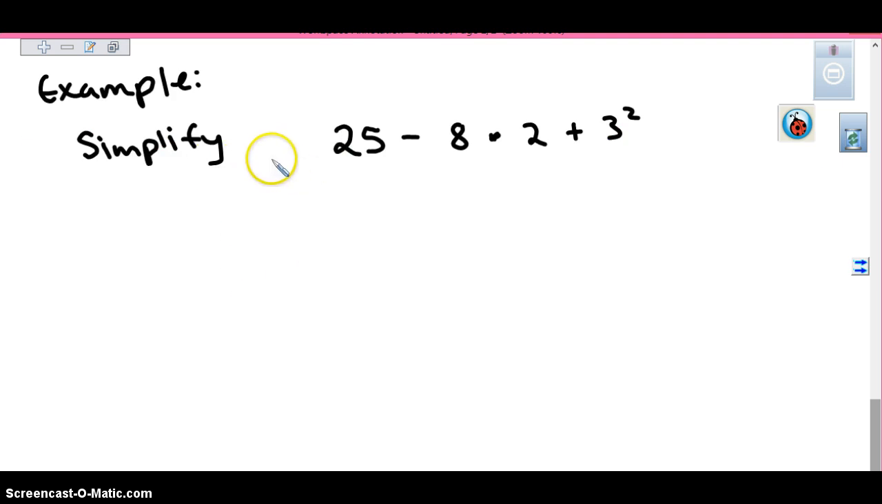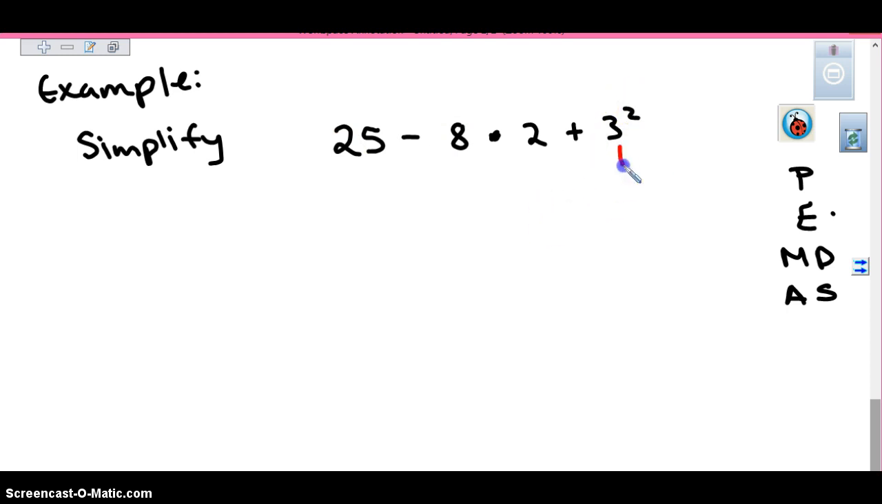If we have to simplify 25 minus 8 times 2 plus 3 squared, we write down our order of operations on the side. Please excuse my dear Aunt Sally. Parentheses, exponents, multiplication or division, whatever comes first from left to right. Addition and subtraction, whatever comes first from left to right. Where should we get started with this problem?